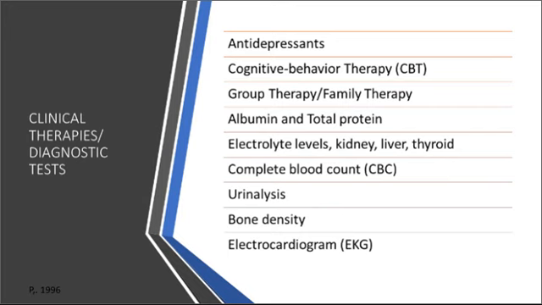Clinical therapies and diagnostic tests. I have listed here your antidepressants. If you look back also at page 1983, you have different disorders and your therapies to the right: antidepressants, cognitive therapy, group therapy, family therapy. You check an albumin, total protein, because those are your protein factors in your blood.